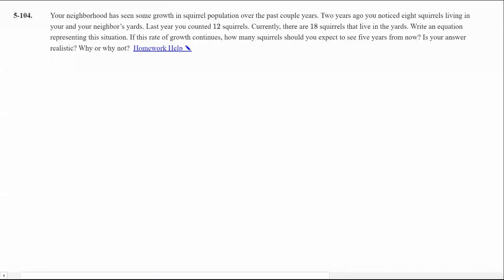All right, so we got a situation here with a rampant squirrel growth over the past couple of years. Two years ago, which is where we're going to start this situation, there were 8 squirrels. Then last year, there were 12 squirrels. And this year, there are 18 squirrels. So we're writing an equation that represents the situation. If this rate of growth continues, how many squirrels would you expect to see in 5 years?